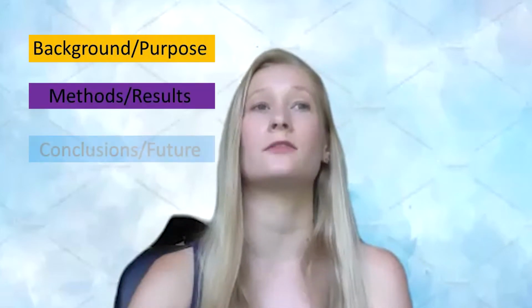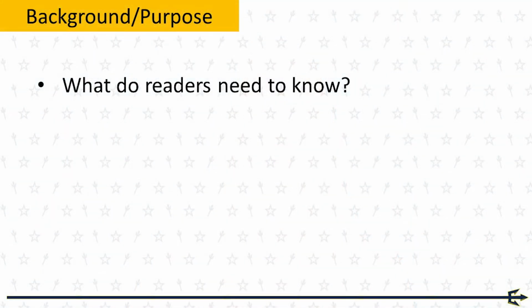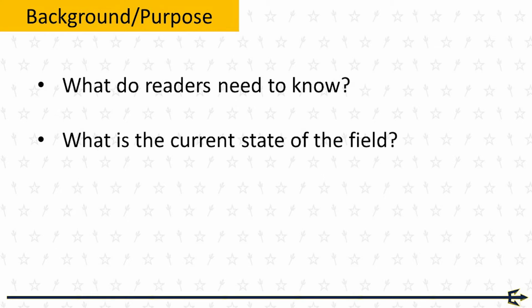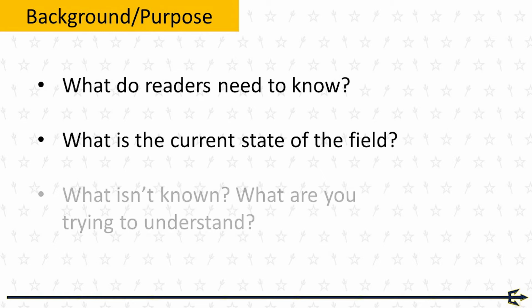I believe that abstracts can be broken down into 3 major sections. First, the background and the purpose. Second, the methods and results. And third, the conclusions and future work. In the background and purpose section, you want to briefly explain what the reader needs to know to understand why your work is important or novel. Lay the groundwork very briefly of what the current state of the field is and what has been found previously. Then, describe what is not known and what you're interested in studying, or what is a problem left in the field.